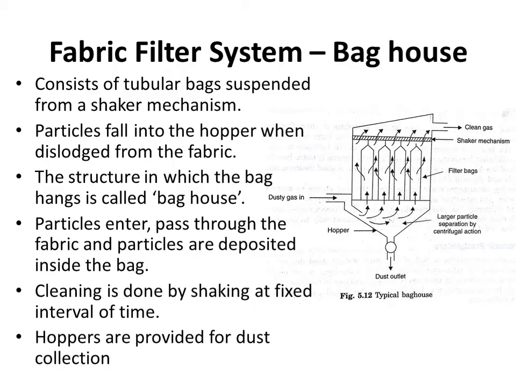A fabric filter system, that is a bag house, is an example of the fabric filter. It consists of tubular bags suspended from a shaker mechanism, as you can see from the figure. Particles fall into the hopper when dislodged from the fabric and come out through the dust outlet. The structure in which the bags hang is called the bag house.